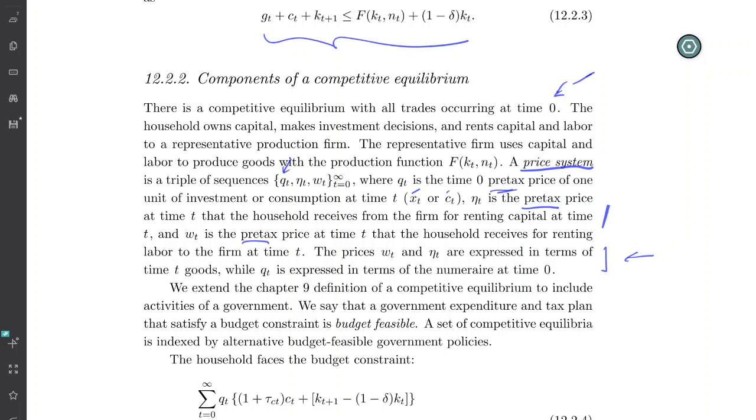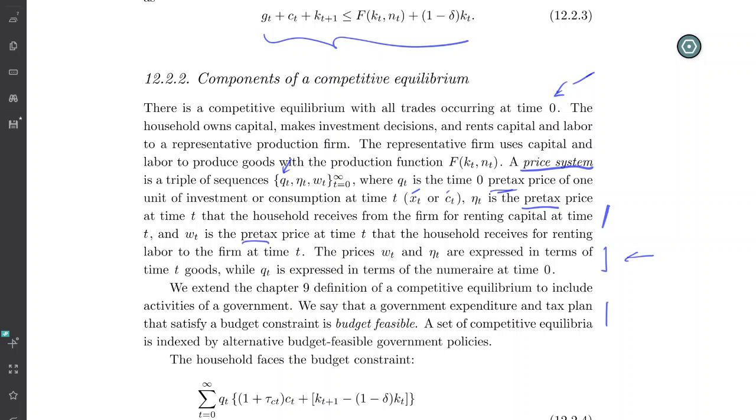So all we're going to do is do this in the time zero, chapter 9, Arrow-Debreu context, where we're going to have taxes. So we're going to have to talk about a government budget constraint. We're going to have a government expenditure and tax plan that satisfies a budget constraint. We're going to call that budget feasible.